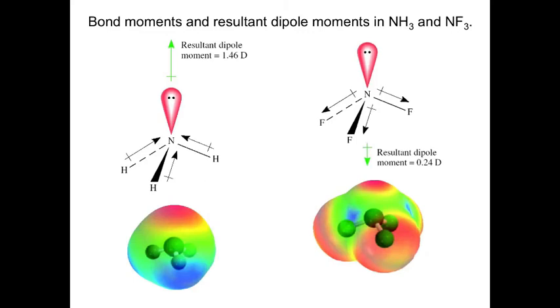Okay, in this example, we look at the bond moments and resultant molecular dipole moments for ammonia, NH3, and nitrogen trifluoride. So the geometry of these molecules is called trigonal pyramidal, in that these three atoms that would lie on the plane, if you imagine them sitting on the top of a table, then the nitrogen rises above that plane and makes a little pyramid with a triangular base. Now, each one of these NH bonds on the left is polar, with the positive side pointing towards the hydrogen.